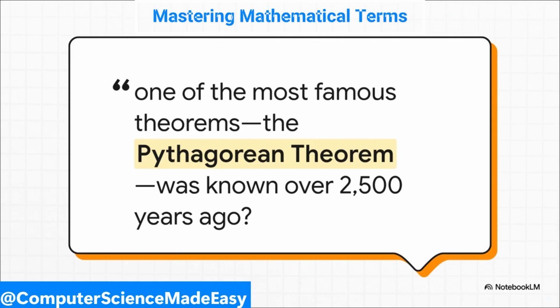I mean, just think about this for a second. One of the most famous theorems of all time, the Pythagorean Theorem, a squared plus b squared equals c squared, that thing was known over 2,500 years ago. That's not just some formula you memorize for a test. It's an eternal truth. It was true then, it's true now, and it's fundamental to everything from building a house to sending a rover to Mars. That's the incredible power of a theorem.